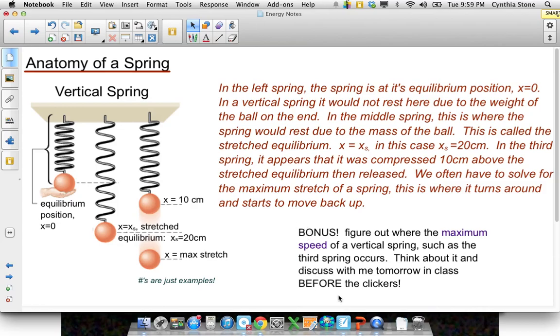So here's my bonus question for you, and we'll have clickers tomorrow in class, or maybe the next day, and I'll go through how you figure out where the maximum speed of a vertical spring would occur. So in other words, you're holding a spring, you let go of it. Where does it end up going? Where's the maximum speed? You let it go to its stretched equilibrium, and it bounces back and forth for a while. Where's it going the very fastest? I'll leave you to think about that. If you can give me the where and with a good justification, then I'll give you a bonus.